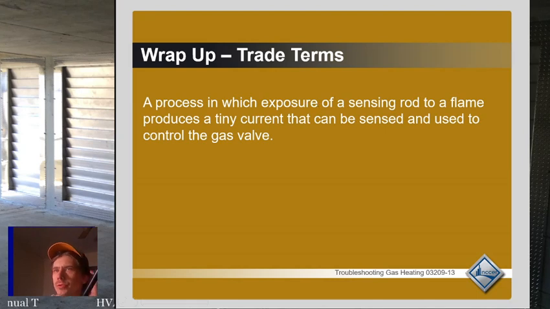So these are trade terms. A process in which exposure of a sensing rod to a flame produces a tiny current that can be sensed and used to control a gas valve: flame rectification. I don't think we've used that term in the class yet. When we talked about flame sensors last class, we did not get into flame rectification, but that's what you call it. If the system has a flame sensor, then we are using flame rectification to prove combustion.